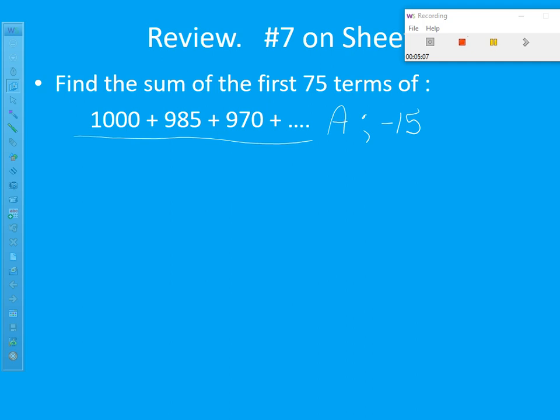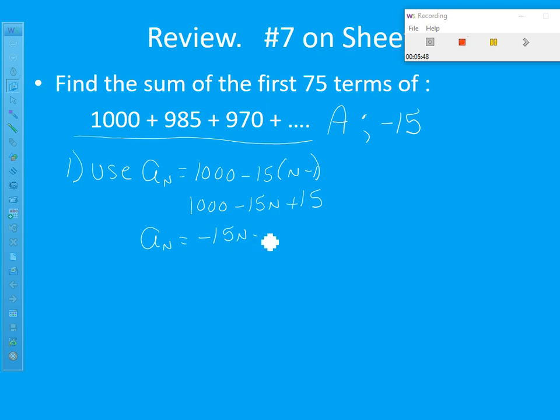Now, before we can do this, I need to figure out the 75th term. So step number 1, I need to use a sub n equal a sub 1 minus 15 (n minus 1). I'm going to simplify this formula, so I've got 1,000 minus 15n plus 15. I just distributed. So I get my formula to be negative 15n plus 1,015.